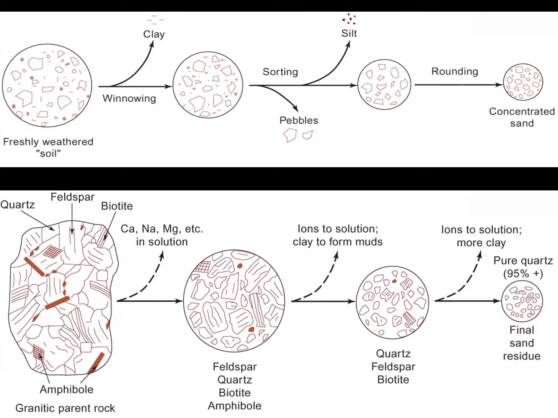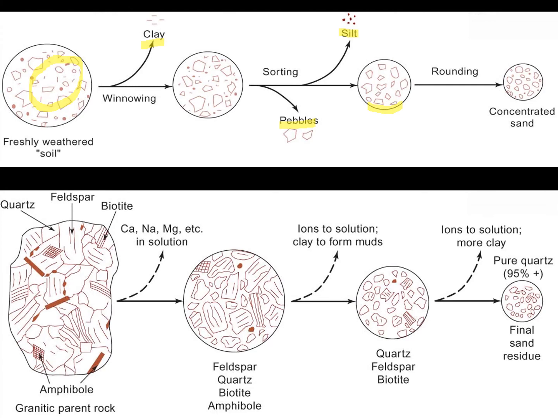So this is a diagram from your textbook kind of showing how this breakdown process happens going from greywacky to quartz sandstone. So in the upper portion, we have freshly weathered soil. Okay, so bits of broken rock and mineral. The clays are going to erode away first, or they wash away first. So we're left with more coarse grained material. And then through fluvial or river transport, we start sorting things out. The silts go in one place, the pebbles get left behind, and we're left with just more of a raw quartz body. These grains become rounded and concentrated as a sand.